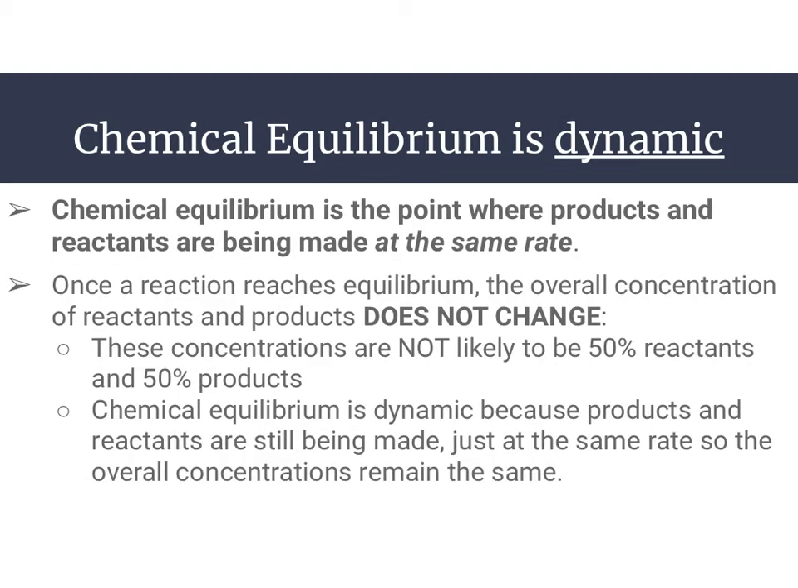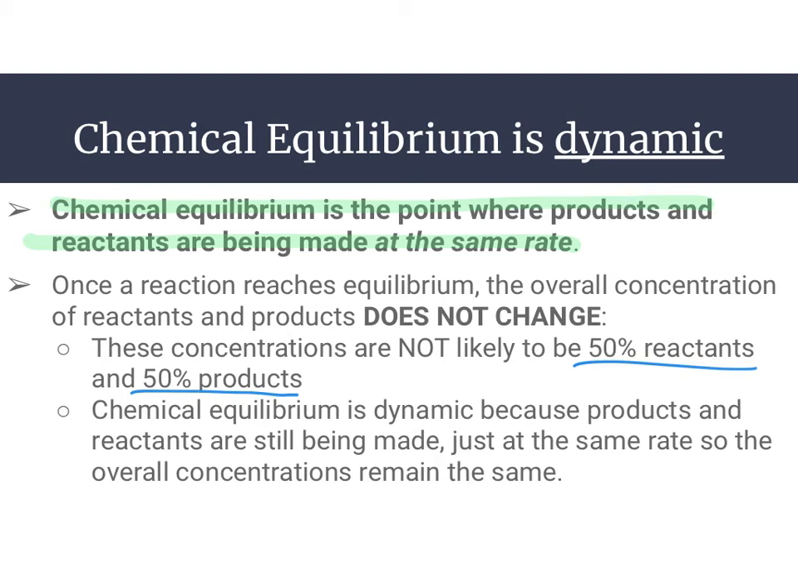Chemical equilibrium is the point where products and reactants are being made at the same rate. That's a definition for you. Being made at the same rate. Once a reaction reaches this equilibrium, the overall concentration of reactants and products does not change. These concentrations are not likely to be 50% reactants and 50% products. It's a common misconception, but that's very, very unusual. We don't usually see 50-50. We see whatever is appropriate for the reaction.